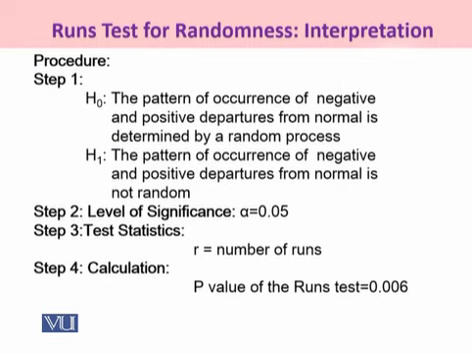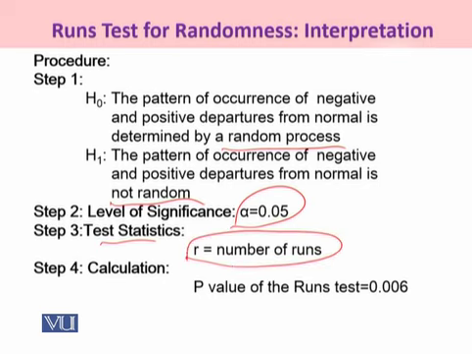So students, under step number 1, you would have to state the pair of hypotheses, H0 and H1. Under H0, you would take the statement that the pattern of occurrence of negative and positive departures from normal is determined by a random process, whereas under the alternative you would state that the pattern of occurrence of negative and positive departures from normal may not be random. Under step number 2 we would be taking alpha, which is 0.05.